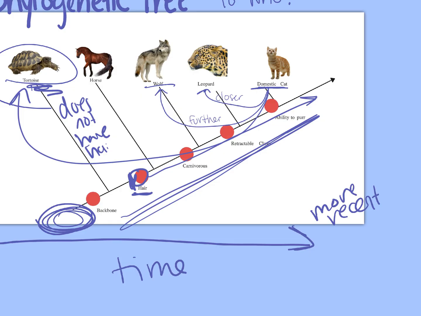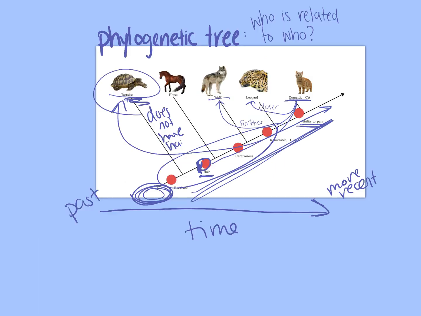Like the cat has all of these traits, and the leopard has all of these traits minus the ability to purr. Las especies que están más estrechamente relacionadas compartirán más rasgos en común.